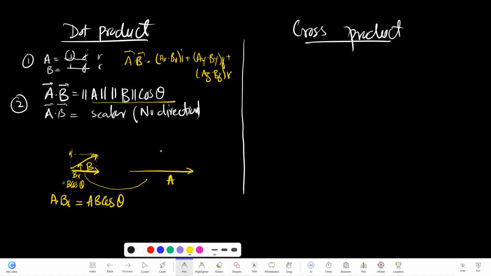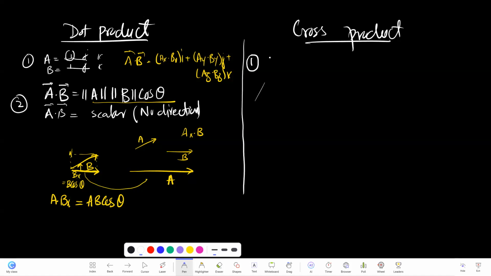But if you have vector A like this and vector B like this, in this case, you're supposed to be writing Ax dot B, right? That's what the problem is saying, if you have A at an angle and B in a different direction, that's what you can do this way. Okay. Now, dot product is relatively simple, and cross product is a little bit tricky.